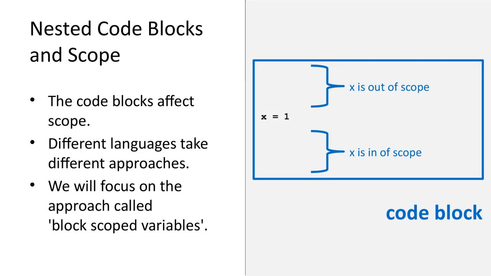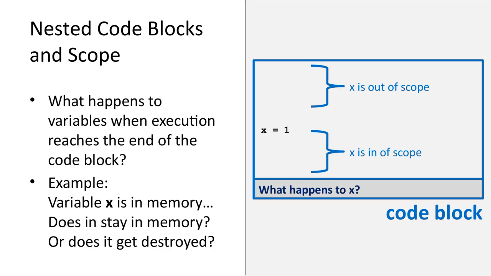An important aspect that we must now consider is what happens at the end of a code block. Different languages take different approaches. We will focus on the approach called block-scoped variables. It is the approach taken by Mobius. In particular, we will focus on what happens to variables when execution reaches the end of the code block. When there is only one code block, this may seem irrelevant. But when there are many code blocks, it will become very relevant.